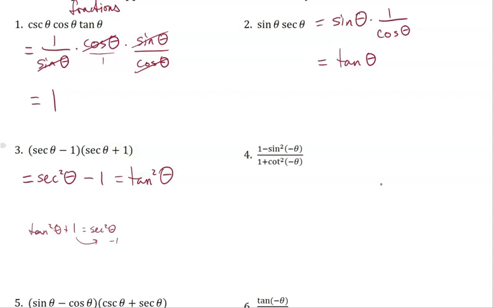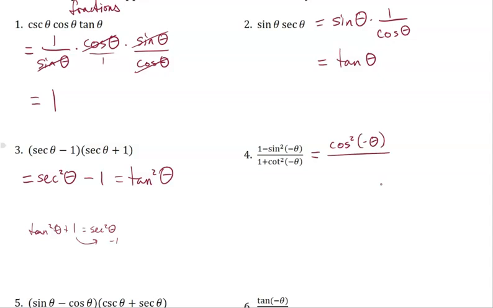On number 4, we are going to use a few identities. First, when I see 1 minus sine squared, even though it has a negative theta in there, I'm thinking about the Pythagorean identity. Anytime you have something plus or minus 1 and the trig function is squared, you should be checking to see if it is a Pythagorean identity. In this case, it is. Since sine squared plus cosine squared is 1, 1 minus sine squared is going to be equal to cosine squared. So this is now cosine squared of negative theta.